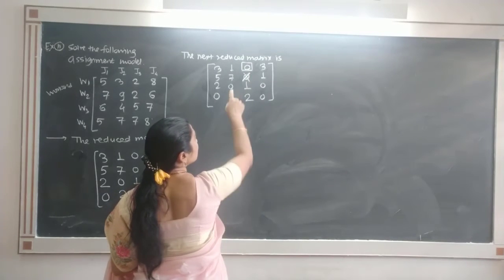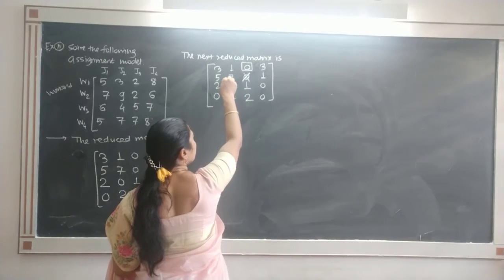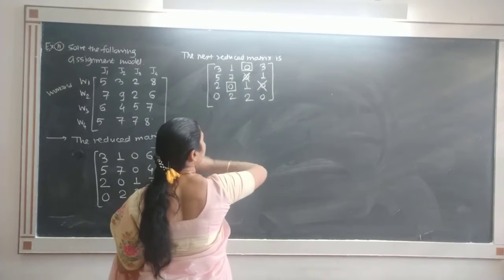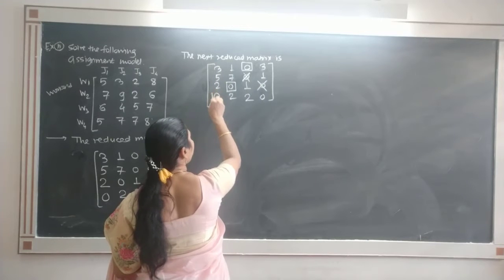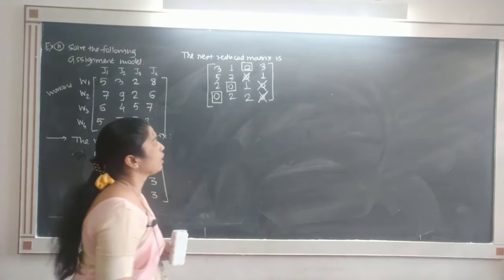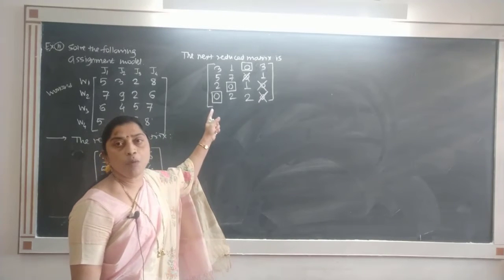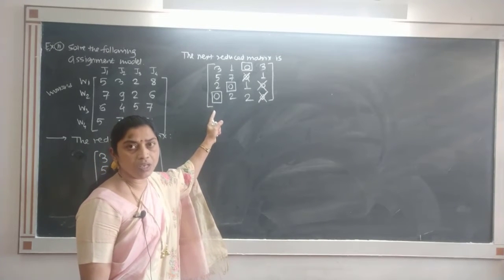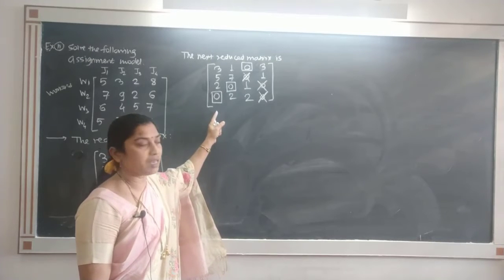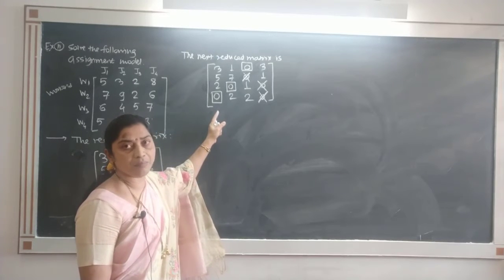Again single 0 is in the second column, so box that, cross the remaining. Single 0 in the first column, so box that, cross the remaining. But the number of assigned zeros is 3 only and the order of the matrix is 4. So this is not an optimal assignment. So go to the next step.